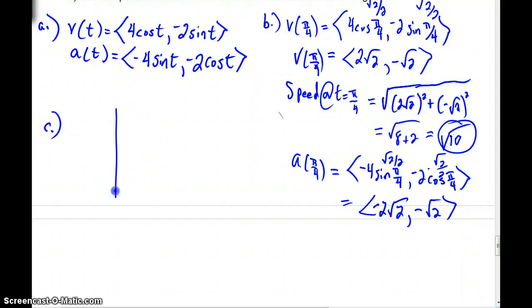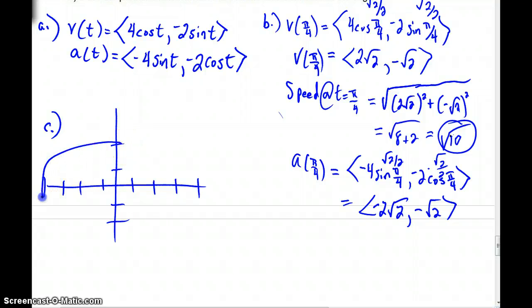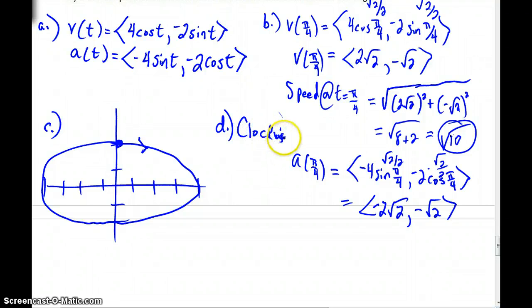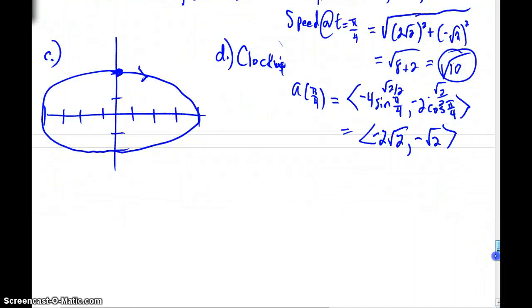So what would this graph really look like? Well, we can see very quickly from help with the calculator, it's an ellipse. It's looking something like this. It starts this way and it's going to be going this direction. We can see from how it was graphed that it's going clockwise. But there's a little bit more that we have to talk about.